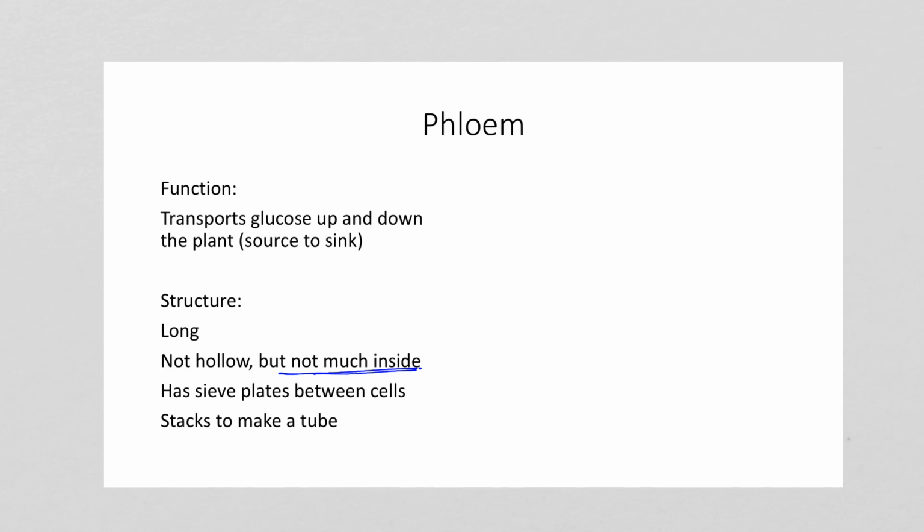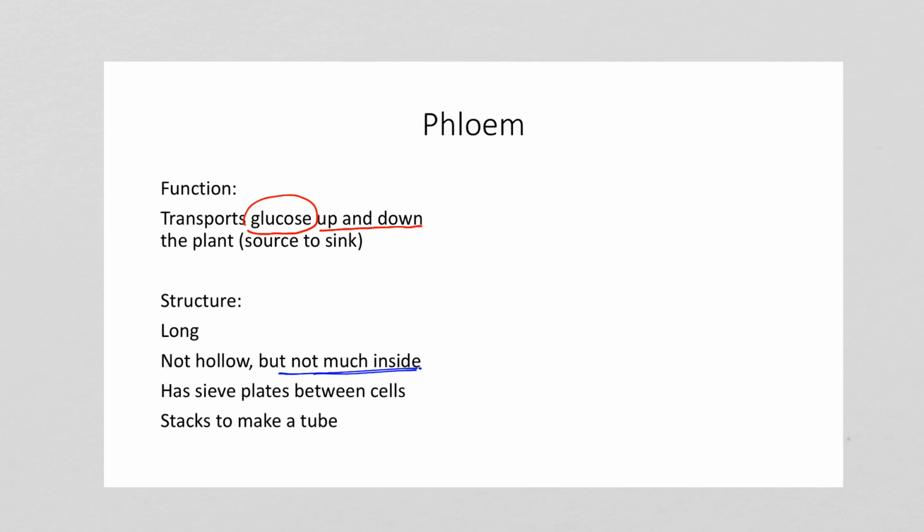And what the phloem does is it transports assimilates, which is a word you'll use at A-level, but at GCSE you can just use the word glucose if you like, or sugars. It's going to transport those from where there's lots of it in the plant to where there's not much in the plant. So it can go up and down, whereas the xylem can just go up.